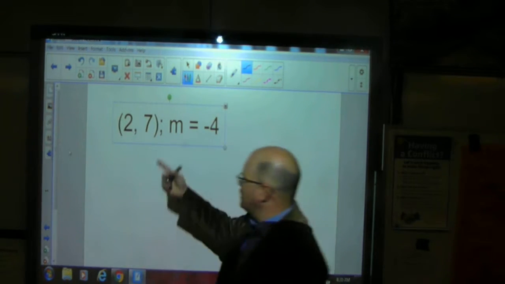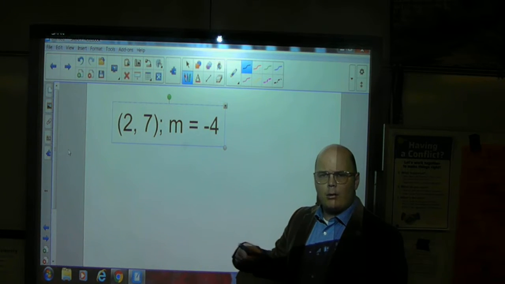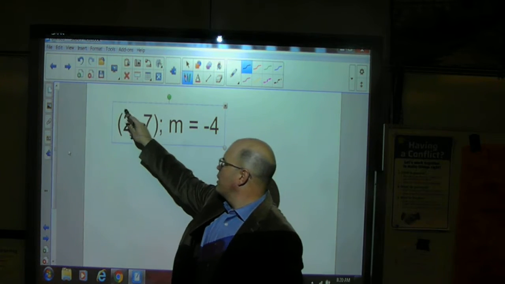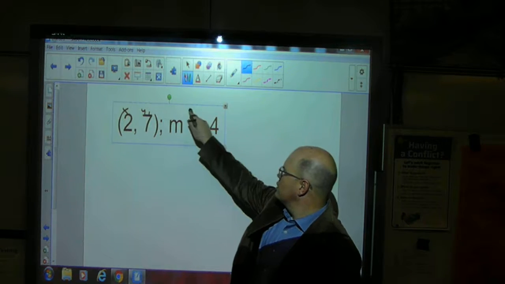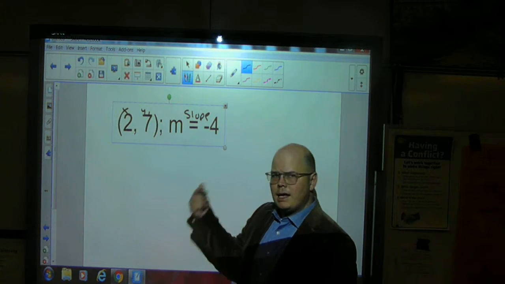Let's say we have this coordinate, (2, 7), and we know my slope is -4. If I want to put that in point slope form, the first thing I need to do is identify my coordinates. So that's my x coordinate, this is my y coordinate, and this is my slope because it's the m. Okay? Now I'm just going to plug that into my equation.